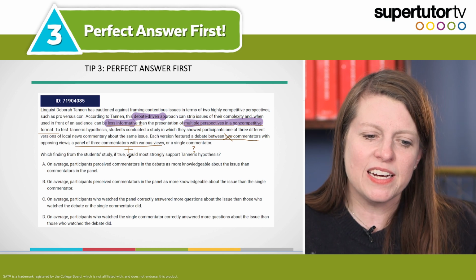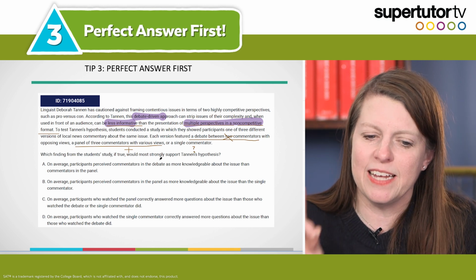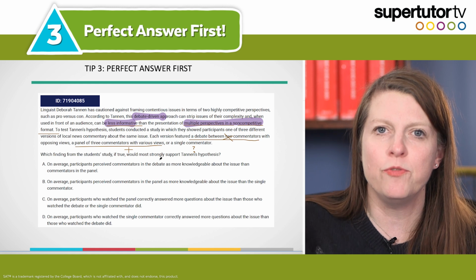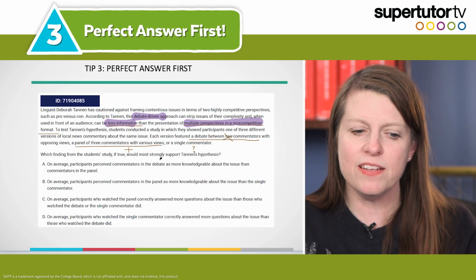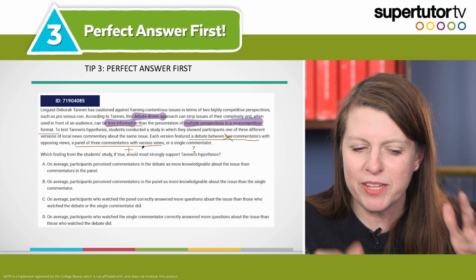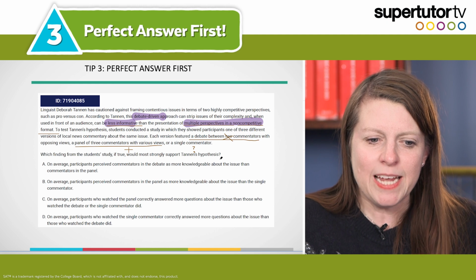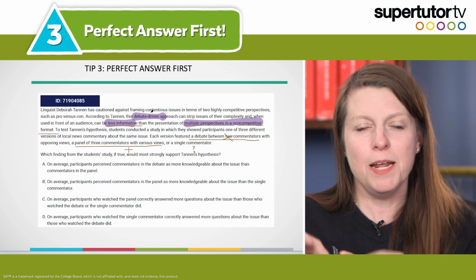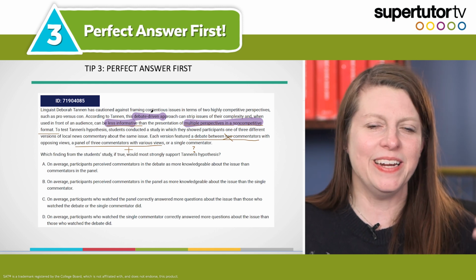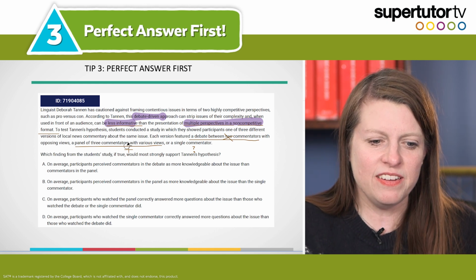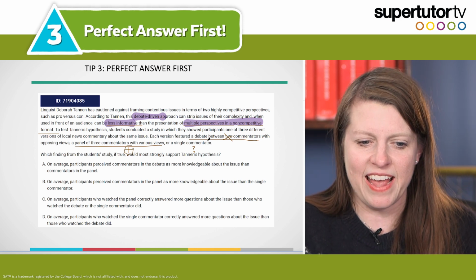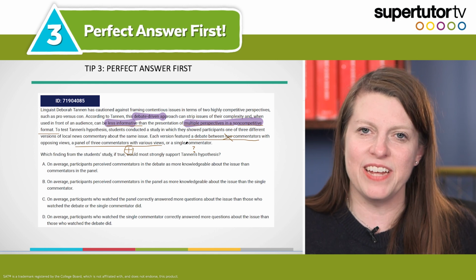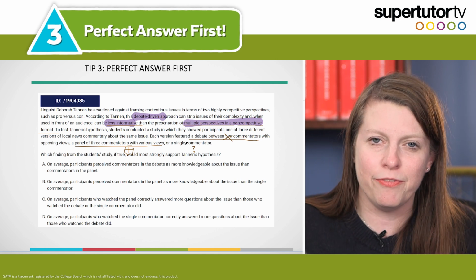Which finding from the student study, if true, would most strongly support Tannen's hypothesis? So I'm going to do this question before I look down. I'm going to figure out what the answer is, or what it should probably look like. To support Tannen's hypothesis, her hypothesis is debate is less informative than a panel of three or more people who are just getting along, right? So this is more informative than this guy. I have no idea about that single commentator. That's just out of left field. I'm going to ignore it for now.